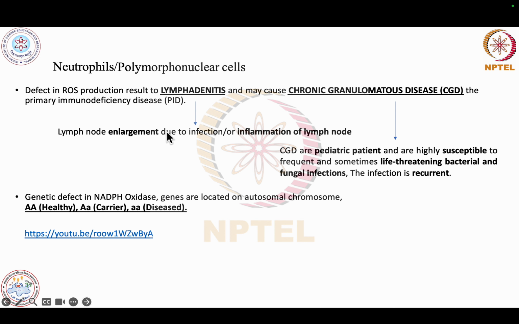Lymphadenitis is lymph node enlargement due to infection or inflammation of the lymph node. CGD patients are pediatric and are highly susceptible to frequent and sometimes life-threatening bacterial and fungal infections. The infection is recurrent. There is a genetic defect in NADPH oxidase. Genes are located on an autosomal chromosome. So capital A will be healthy, capital A small a will be a carrier, and small a in the recessive condition will be diseased.